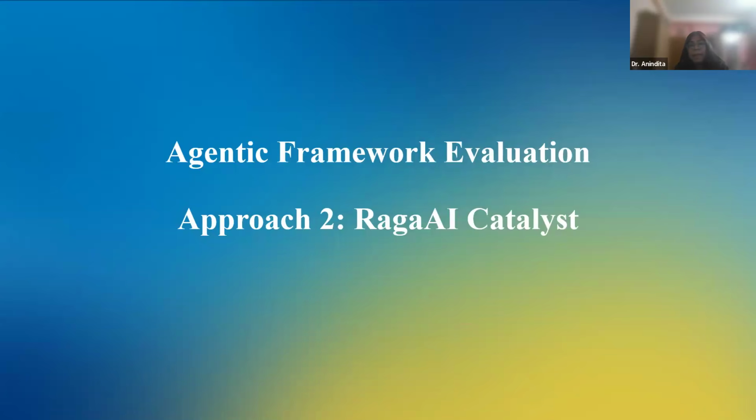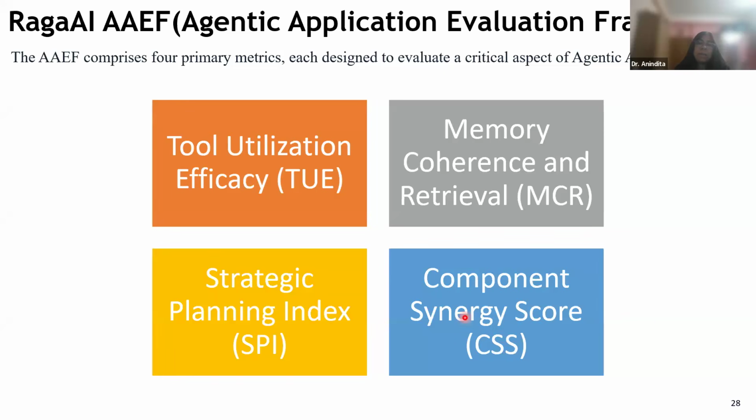Second approach is Raga AI Catalyst. They have four metrics: tool utilization efficacy, memory coherence and retrieval, strategic planning index, and component synergy score. Tool utilization efficacy checks whether the tool is utilized properly, and memory coherence and retrieval checks whether memory retrieval is proper. So these are the four metrics by which we can evaluate the current agentic system.